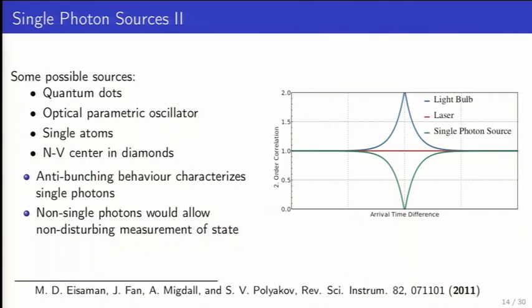So, as conclusion, the anti-bunching behavior characterizes our single photon source, and the non-single photon sources would allow non-disturbing measurement of the state, which would, in the end, harm the security of our device.